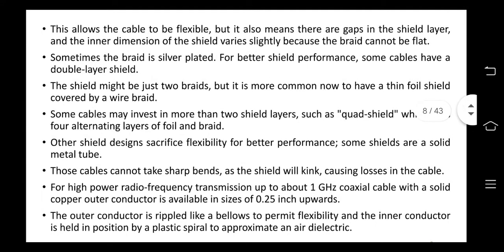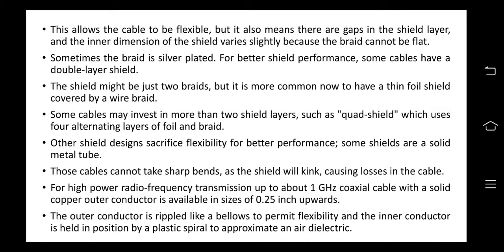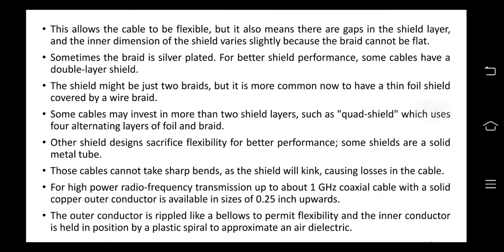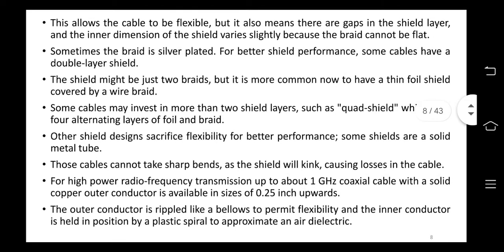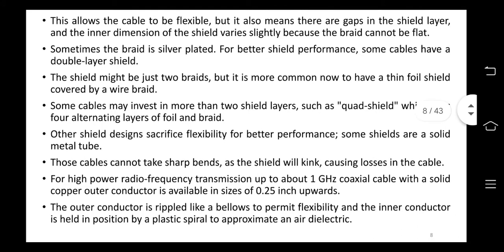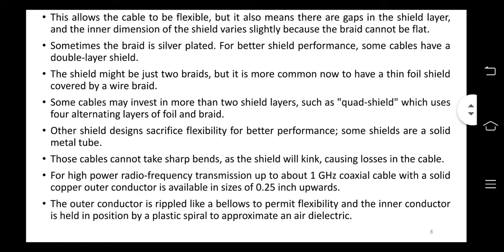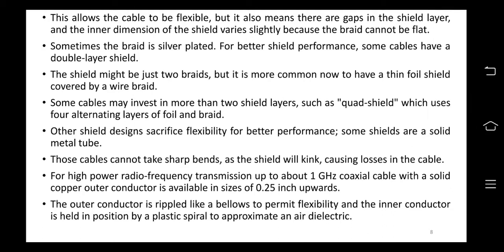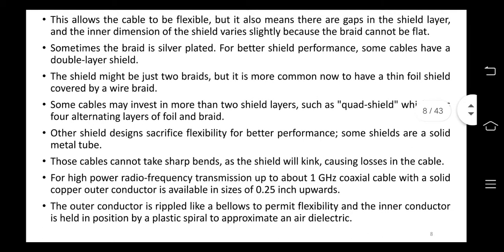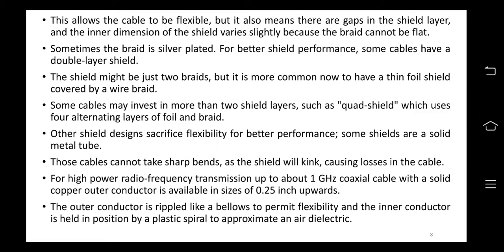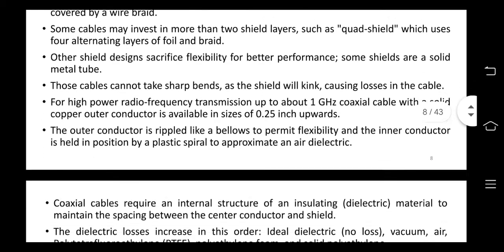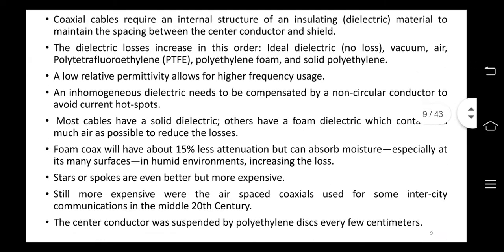Other shield designs sacrifice flexibility for better performance. Some shields are a solid metal tube. Those cables cannot take sharp bends as the shield will kink, causing losses in the cable. So for high power RF transmission up to 1 gigahertz, the coaxial cable with the solid copper outer conductor is available in sizes of 0.25 inch upwards. The outer conductor is ribbed like a bellows to permit flexibility, and the inner conductor is held in position by a plastic spiral to approximate an air dielectric.